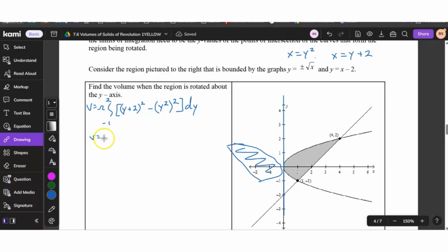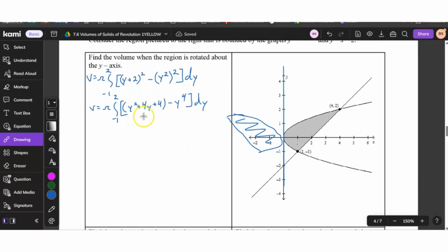All right. So then we just keep going and expand it so that we can do this. So this is going to become y squared plus 4y, sorry, my bad, plus 4, minus y to the power of 4 dy. And now, of course, I can integrate that. And so I'm going to get y cubed over 3 plus 2y squared plus 4y minus y to the 5th over 5. And I'm going to evaluate that from 2 to -1.